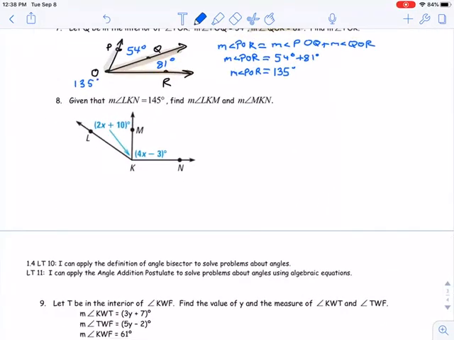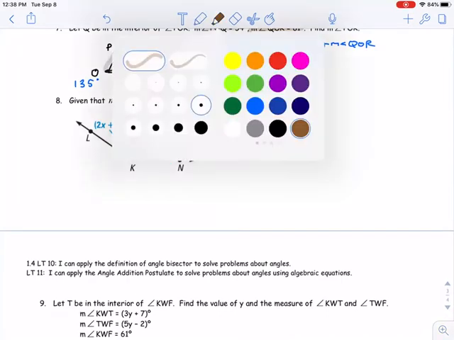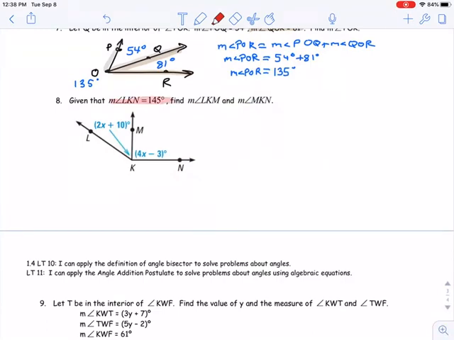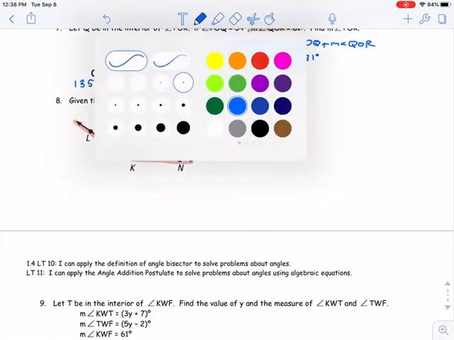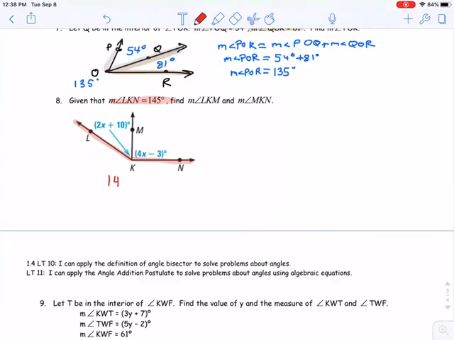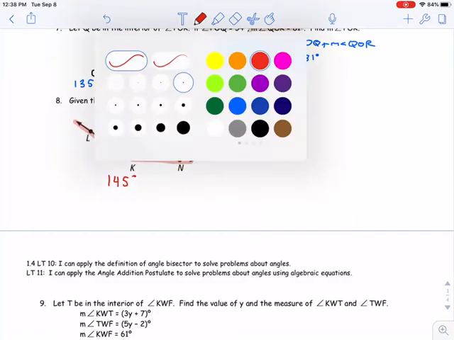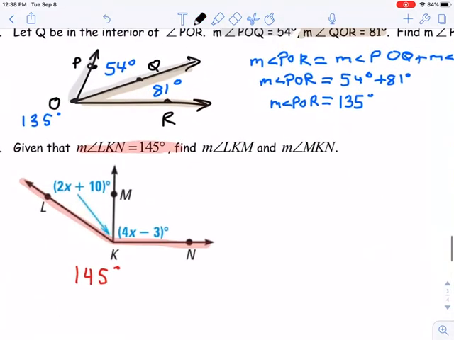Few more problems, cruising right along. So this one right here, we're going to add some algebra in it. It says given that LKN, the whole thing, is 145, we're going to find the measures of both the smaller ones. So how do we do that? Well, we know that the measure of angle LKN, plus the measure of angle MKN is equal to the measure of angle LKN.